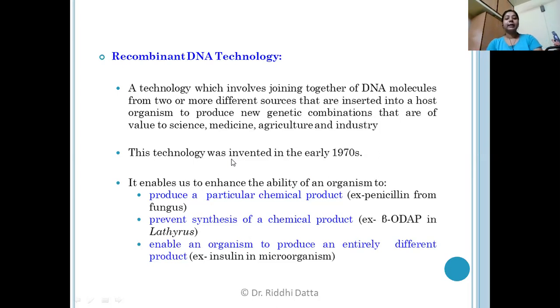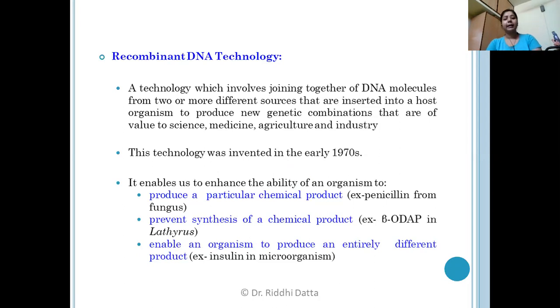And the third way we can use recombinant DNA technology is to enable an organism to produce an entirely different product. For example, insulin is one of the most sought after medicines that is used for treatment of diabetes. We all know that. So we can use some organisms, say for example yeast, to synthesize insulin for us. This is called a bioreactor. So we can apply this recombinant DNA technology to synthesize insulin inside yeast, and yeast normally do not synthesize insulin. So we can make this yeast synthesize a completely new molecule for us.